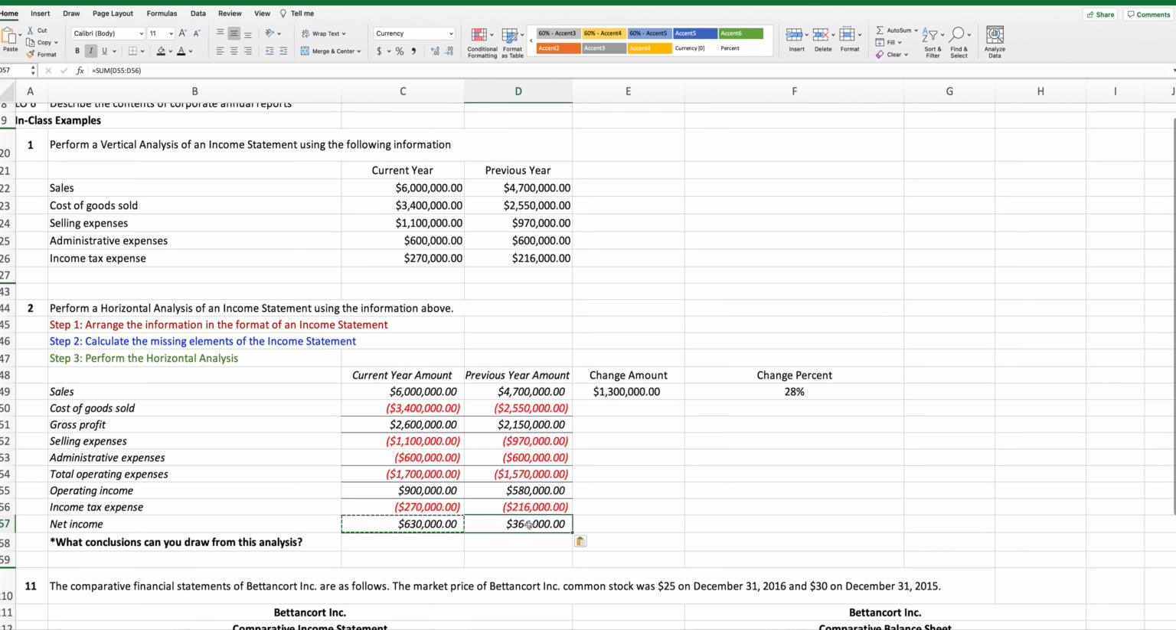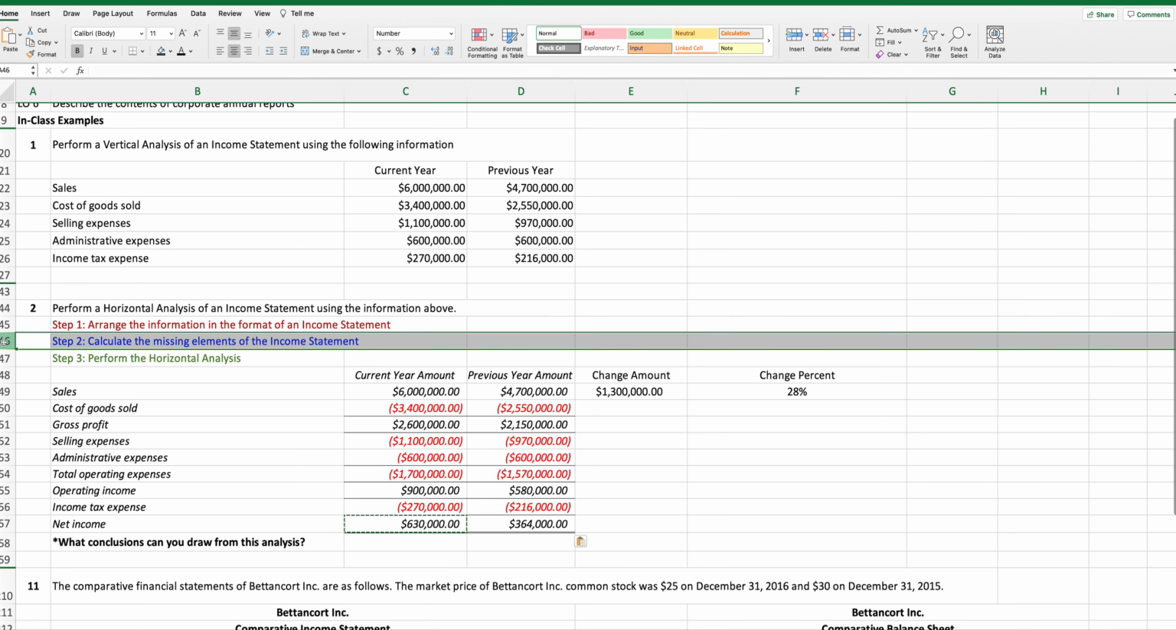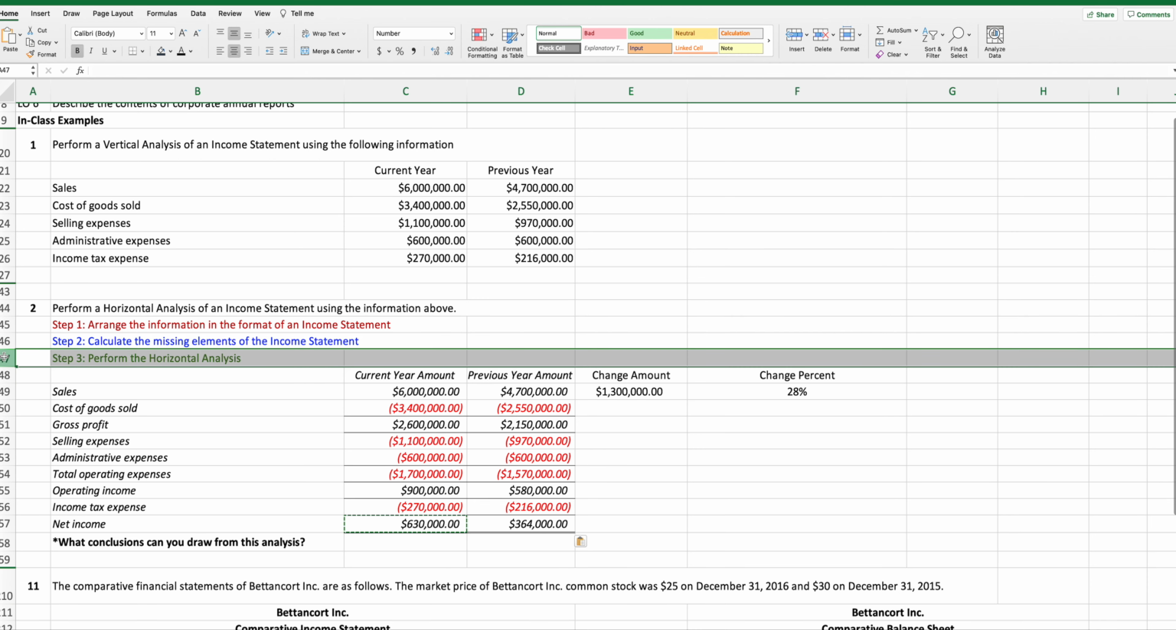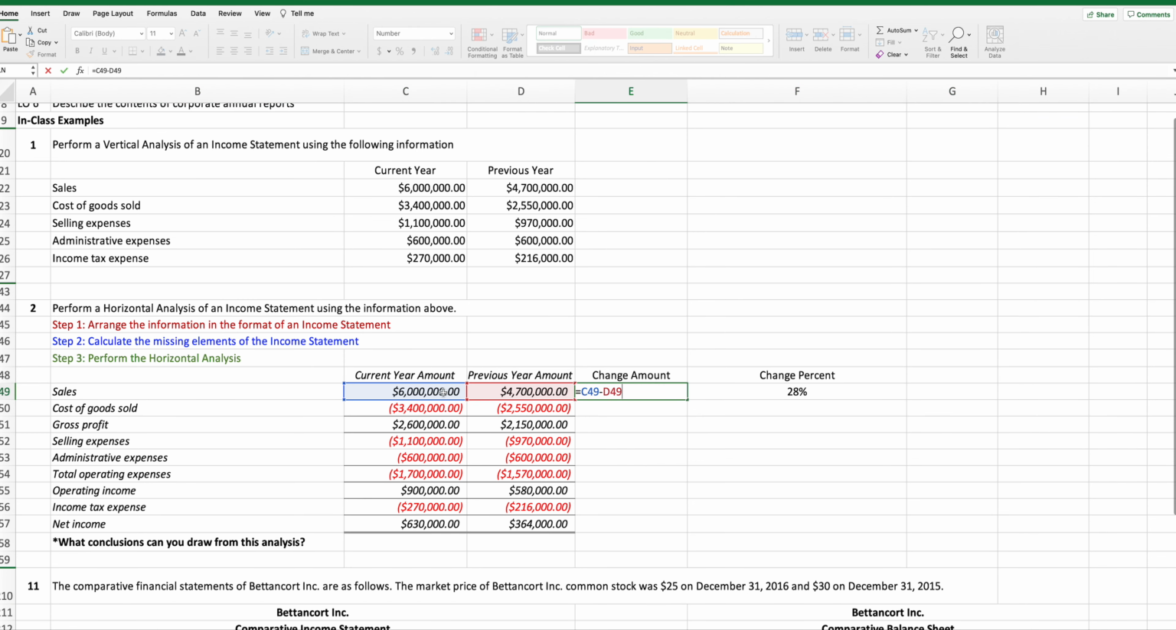All right. So we've arranged the information in the format of an income statement. We've calculated our missing elements. Now it's time to perform the horizontal analysis. With the horizontal analysis, I first want to look at my change amount, right? And you can see that I've already gotten us started. So the change amount was, I took my current year and I subtracted out my previous year. This tells me that I generated $1.3 million more in sales in this current year.